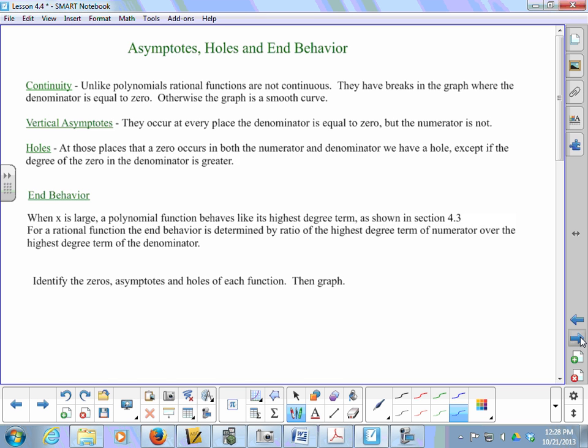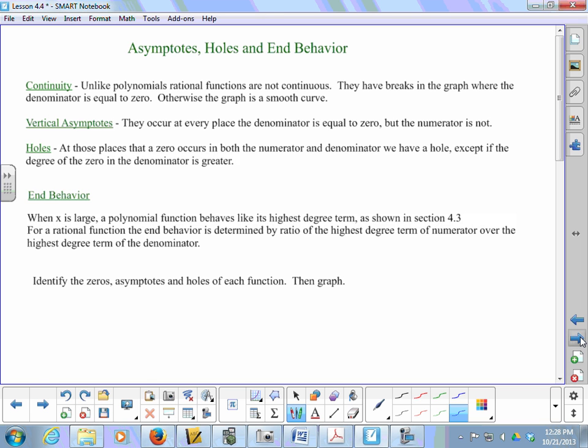Vertical asymptotes. They occur at every place the denominator is equal to 0, but the numerator is not. Okay? Vertical asymptotes where the denominator equals 0, but the numerator is not. And this might all basically be on that sheet I gave you.